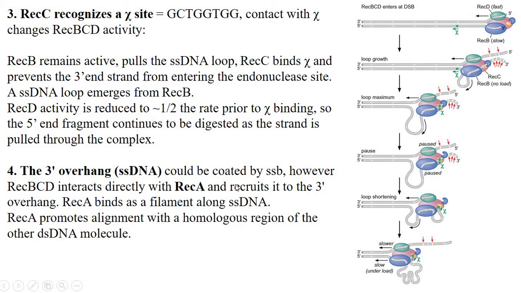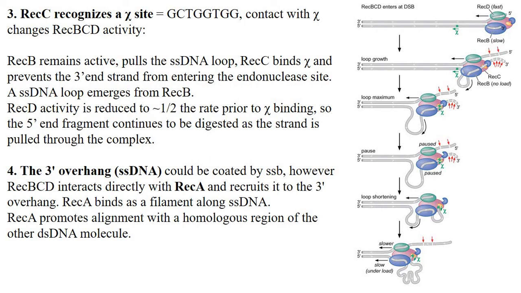It will make this 3' overhang of single-stranded DNA. So this is the 3' overhang of single-stranded DNA. Once the Rec-BCD dissociates from this portion, this will open up and this will be the single-stranded overhang on this end.